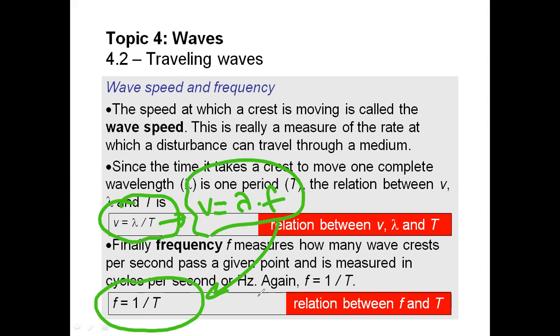Okay, the frequency means the number of oscillations in 1 second, or how many wave crests per second pass a given point. How many crests are passing a point in 1 second is called frequency.